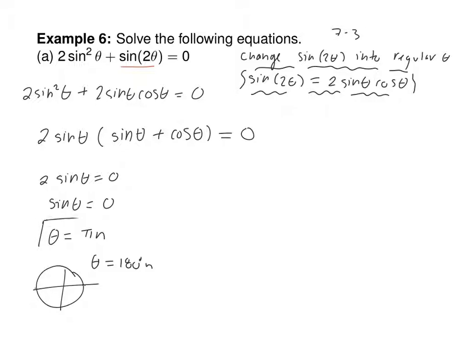Okay, but I think also since you're more familiar with degrees, we're kind of going to go with radians because I want you to become more familiar with that instead. Now the next one, sine theta plus cosine theta equals 0.